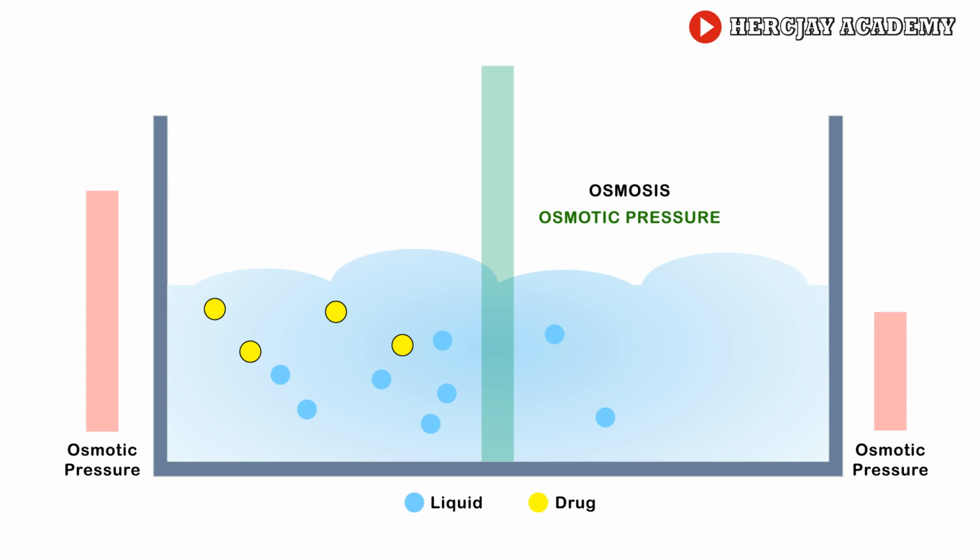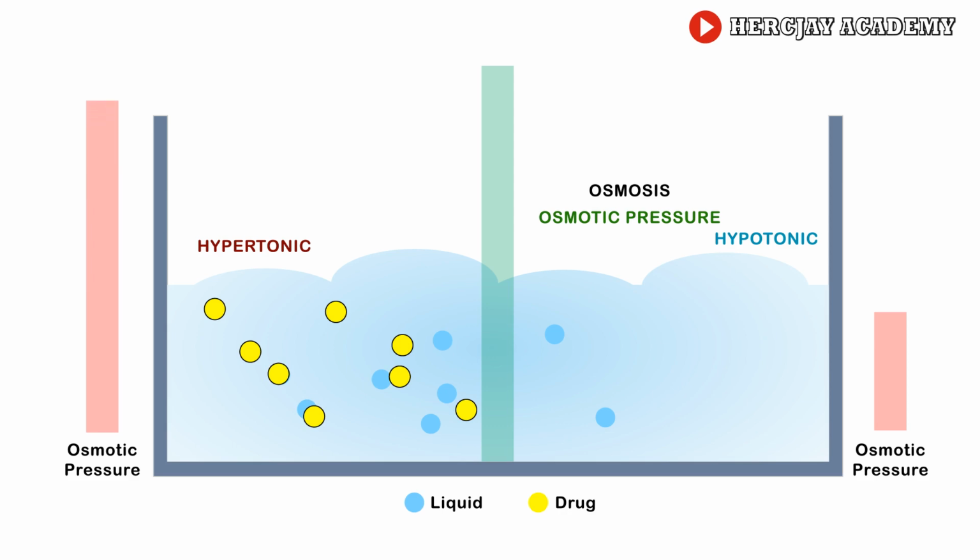In this illustration, the left side is said to be hypertonic, that is, it has a relatively high concentration of the solute, while the right side is said to be hypotonic. So diffusion of the liquid goes from the hypotonic region to the hypertonic region. Osmotic pressure increases with the concentration of the solute. So the more solute you add to the left, the more hypertonic it becomes and the more osmotic pressure it generates.